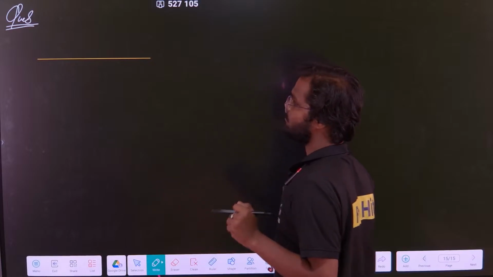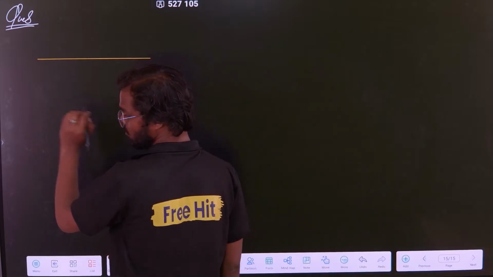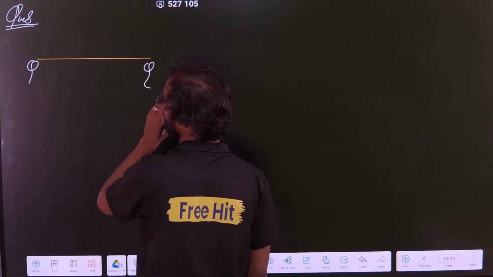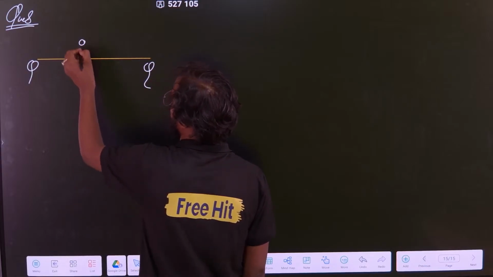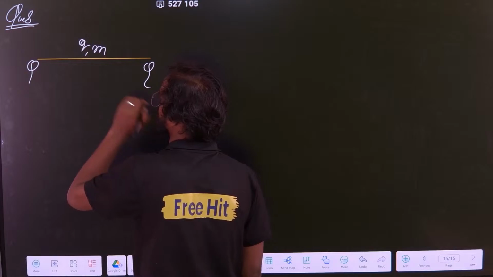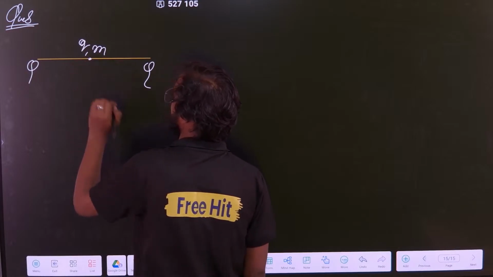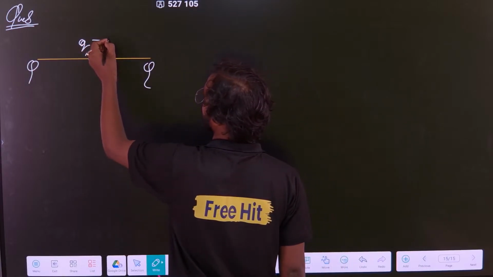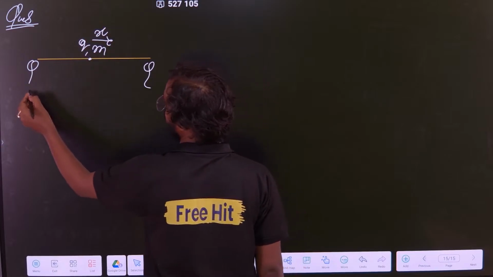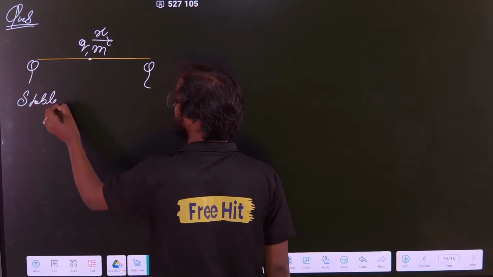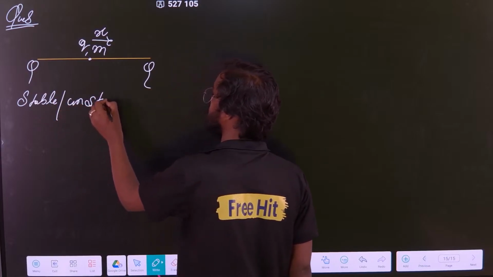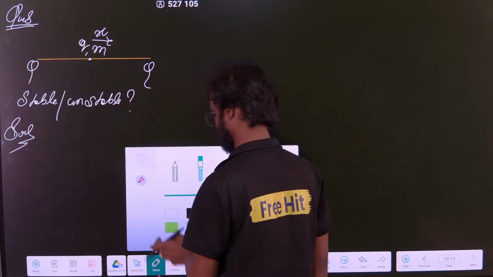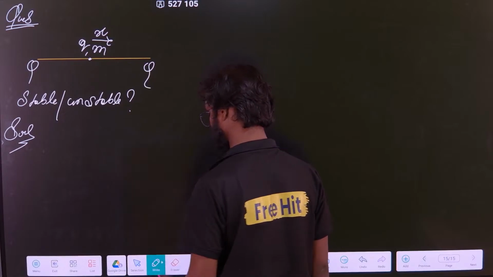Now let us see. Suppose there is a charge capital Q, and there is another charge Q with mass m, and it is placed here. If I displace this charge by a small distance x in this direction, is it a stable or unstable equilibrium? You just tell me, stable or unstable?